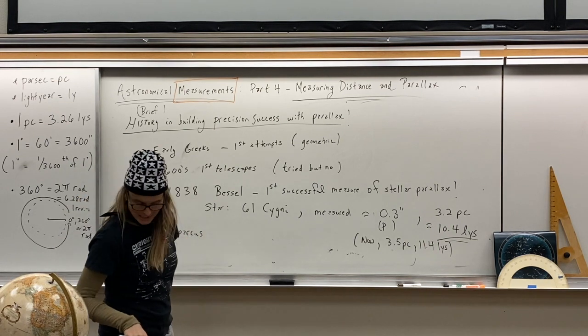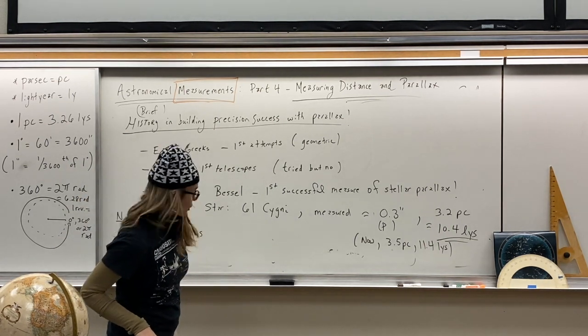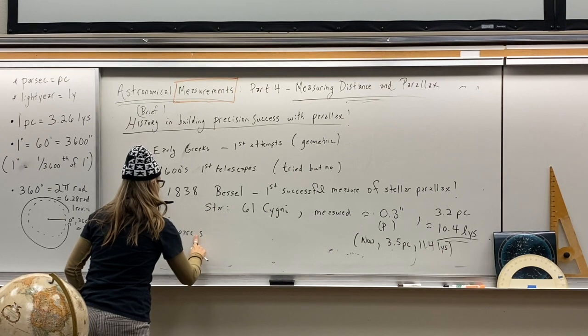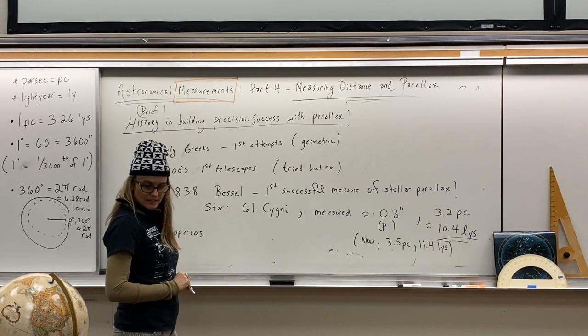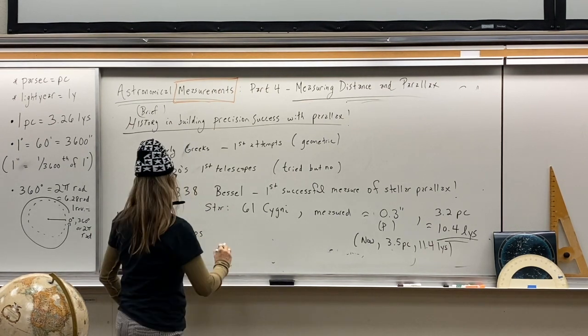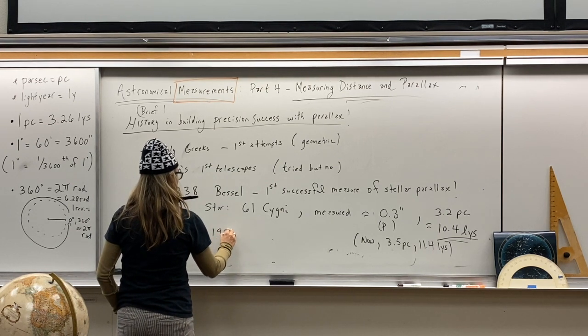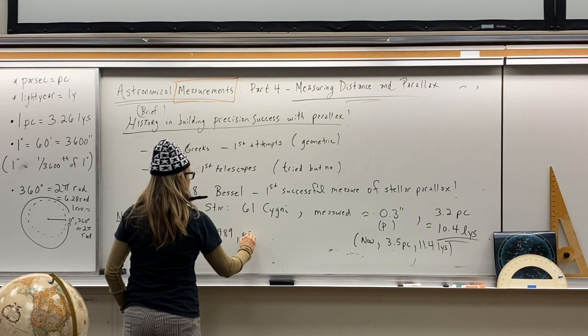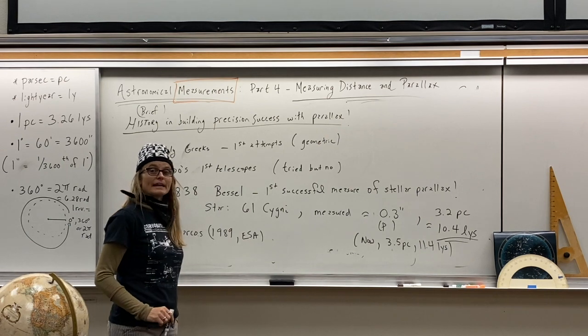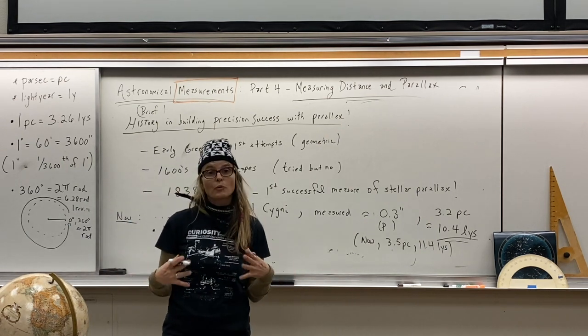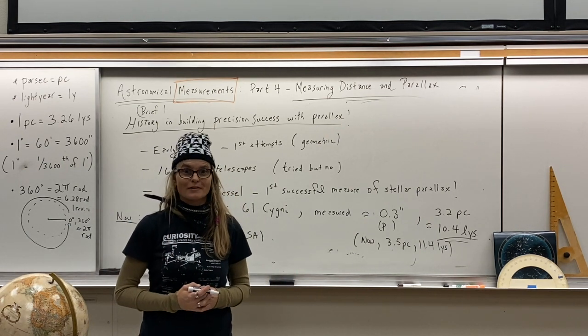And I'm going to check my spelling on that. Hipparchos. Okay. And this was launched by ESA in 1989. ESA stands for the European Space Agency, and it has cataloged over 100,000 stars.